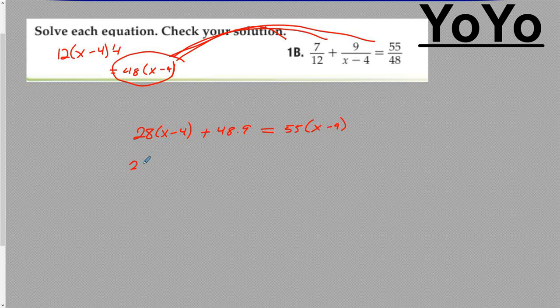So this is 28x minus 28 times 4, which is 112, plus 48 times 9 is 432, equals 55x minus 55 times 9, which is 495.